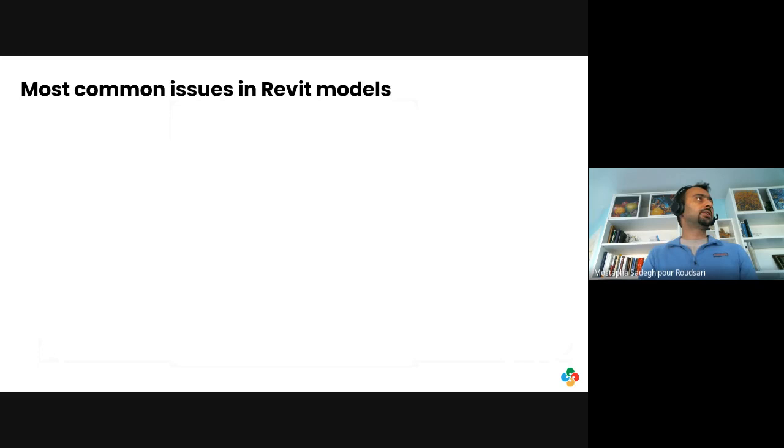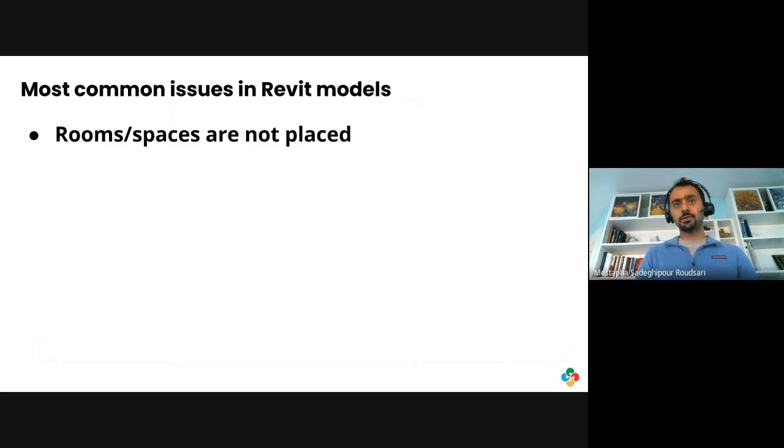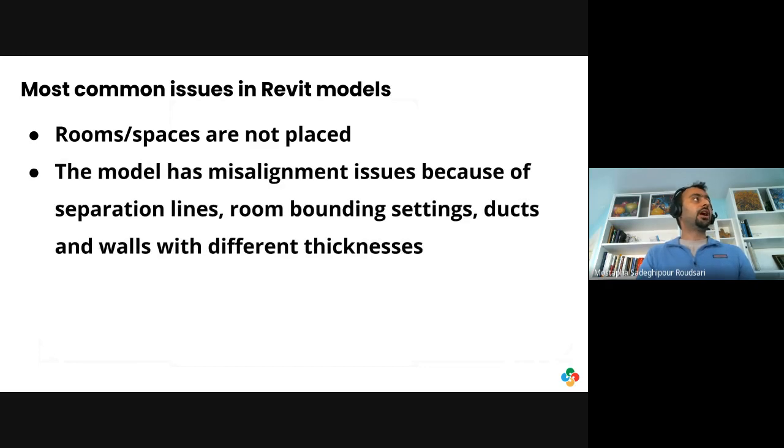The most common issues that we have seen in Revit models is rooms or spaces are not placed. So sometimes you have to go and place them. And Revit has automatic ways to add rooms, like putting rooms in a Revit model is not that hard. The other one is misalignment issues. Sometimes people just draw these separation lines all over the place. This is not correct.